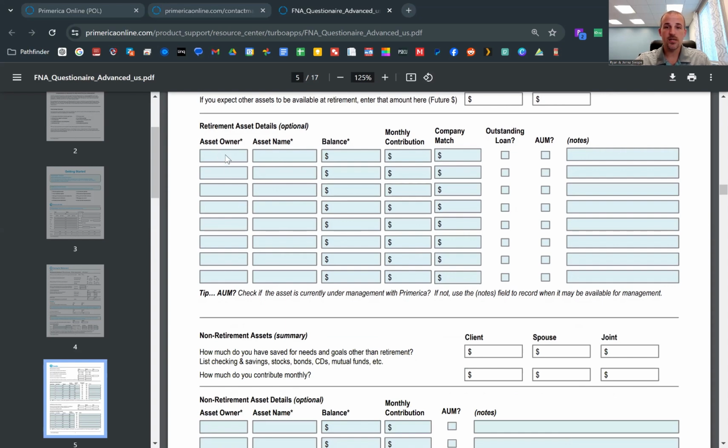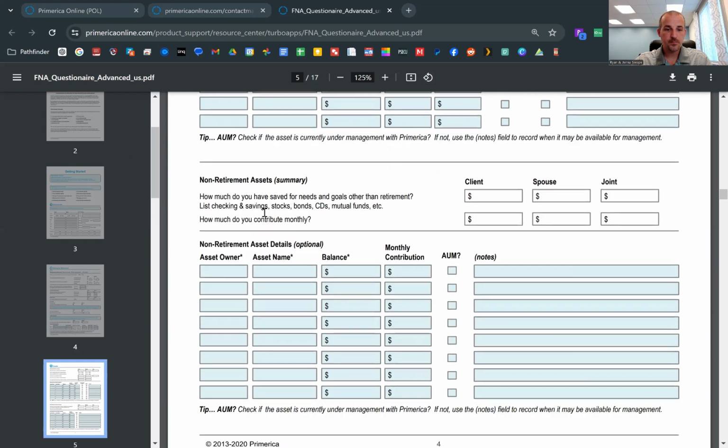Who's the asset owner? Is it a 401k through Fidelity or Vanguard? Put that owner in there, put what it is. Is it a 401k? Is it a 457? Is it a 403b? Put the balance, monthly contribution, company match, right? You can put all the details right here and do that for whatever accounts they have.